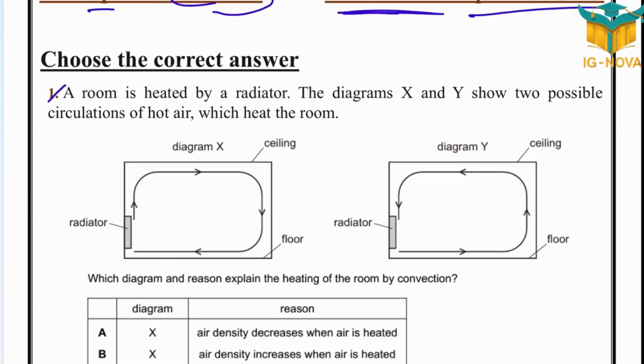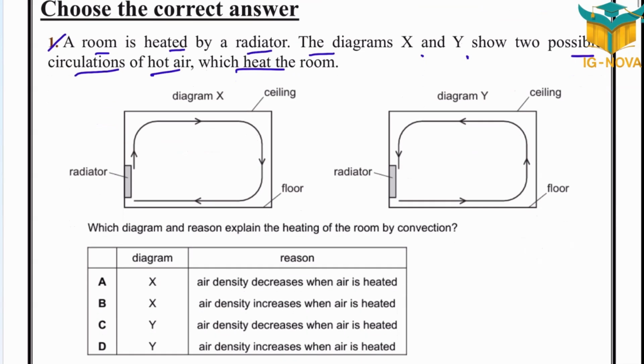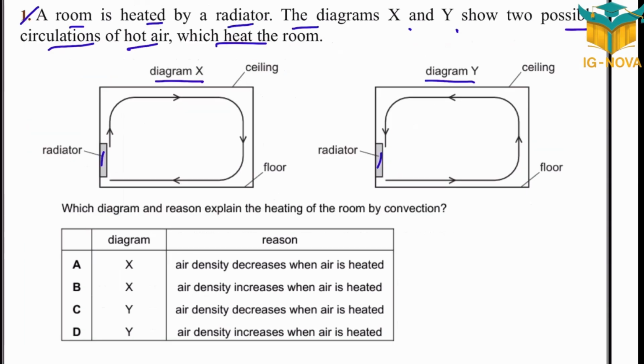First question. A room is heated by a radiator. The diagram X and Y shows two possible circulations of hot air, which heat the room. We have here diagram X and diagram Y. Both have radiators. What is the possible circulation of hot air?